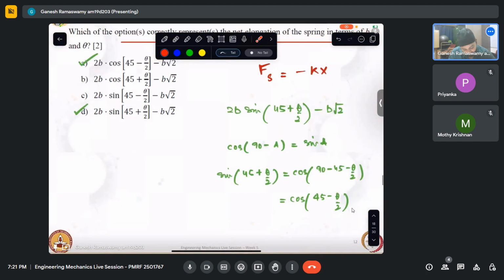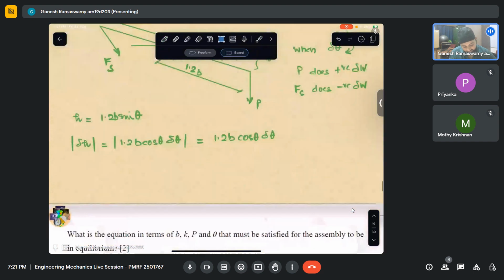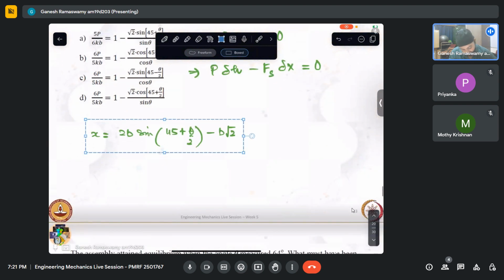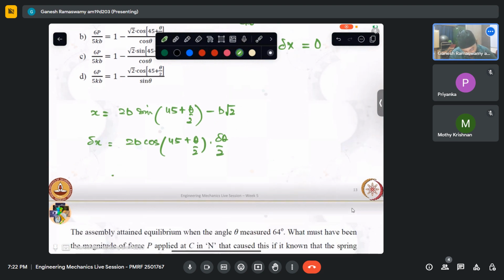We had x equal to this. Let me copy this and put it here. X is this, therefore delta x will be 2b cos(45 + theta/2) into delta theta/2, which gives me delta x to be b cos(45 + theta/2) delta theta. And we said we will consider the magnitude.